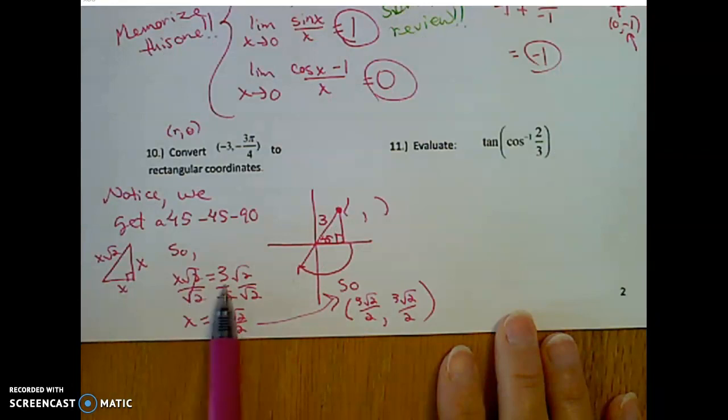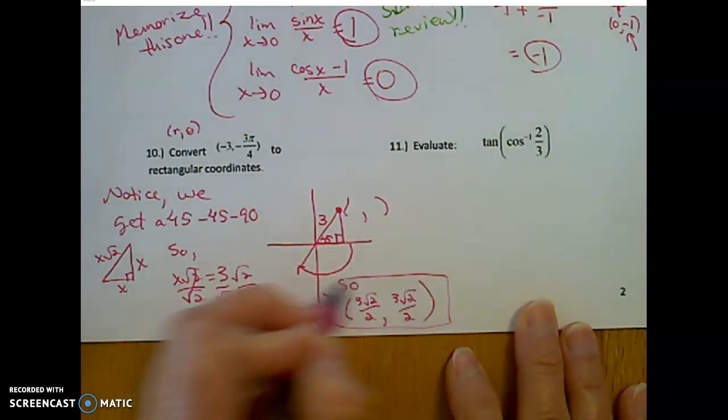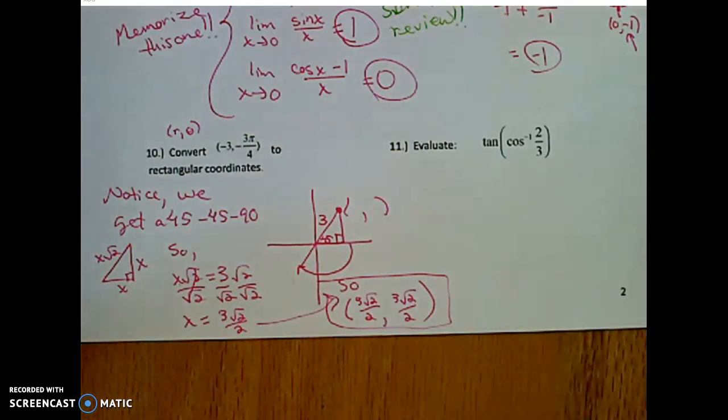If x root 2 is equal to 3, divide, rationalize. It's a nice isosceles triangle in the first quadrant, so my rectangular ordered pair is 3 root 2 over 2, 3 root 2 over 2.